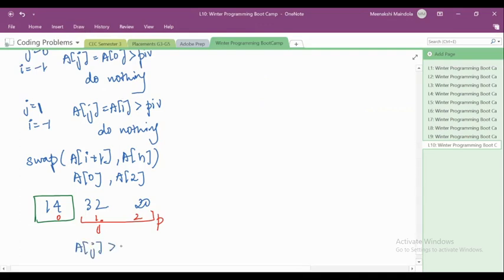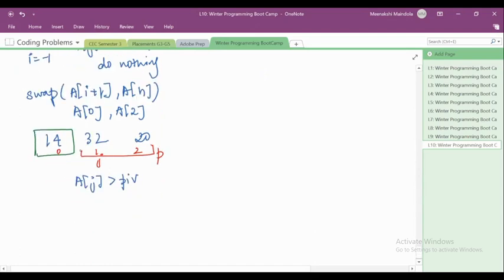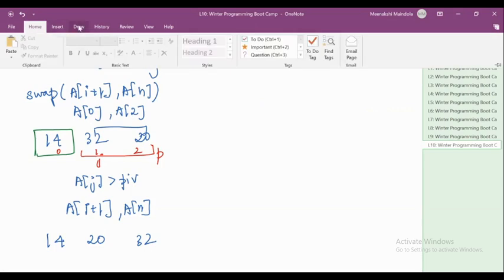A of j is greater than the pivot element, so you do nothing and come out of the j loop because you have already covered all the indexes for j. Then you simply swap A of I plus 1 and A of h, right? So you again swap these two numbers, the pivot element comes at its position, so you have 40, 20 and 32, right? Once you swap these two elements, you have the pivot again at its correct position, so you consider this part of the array as sorted.